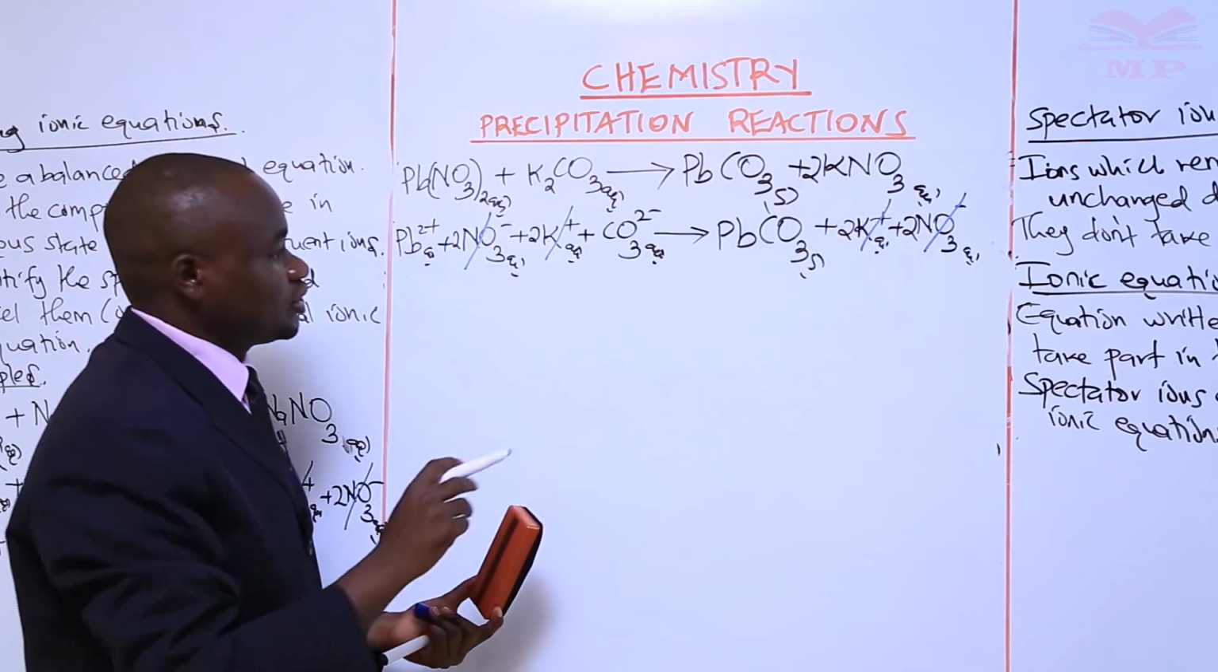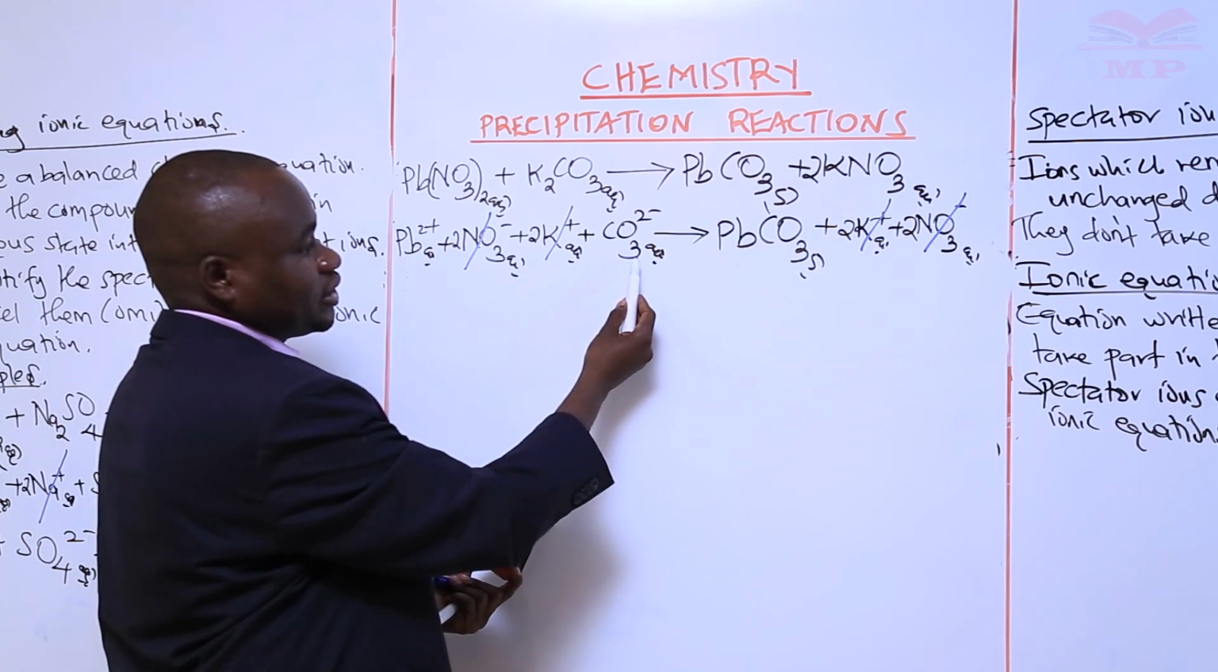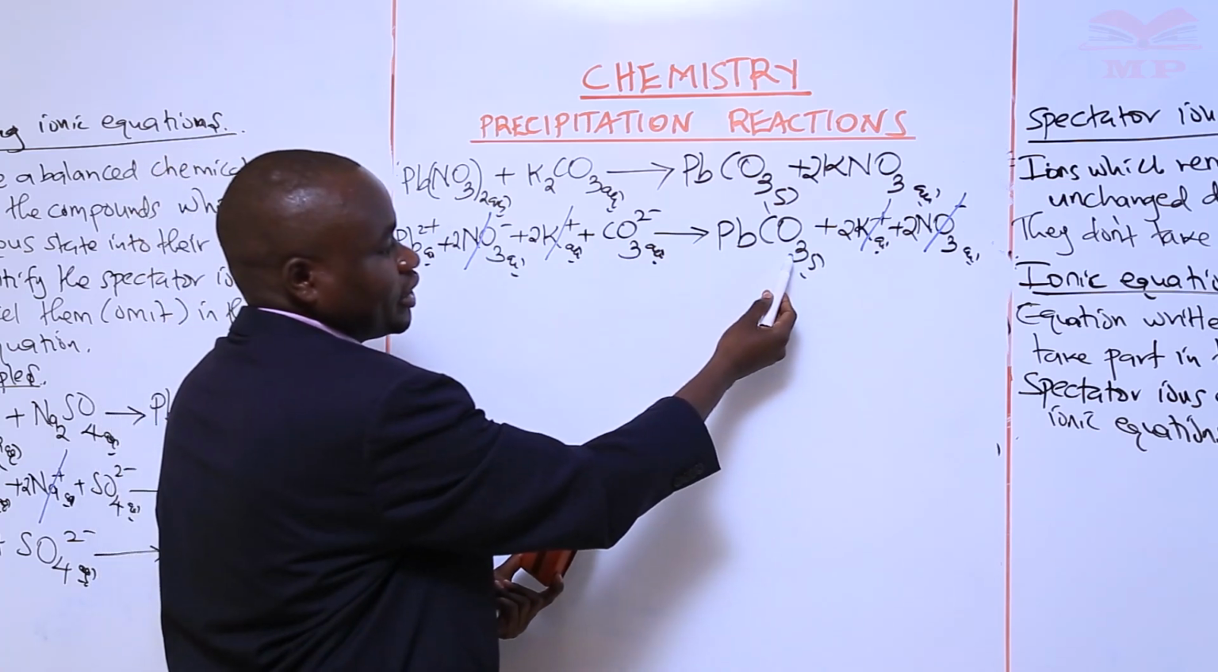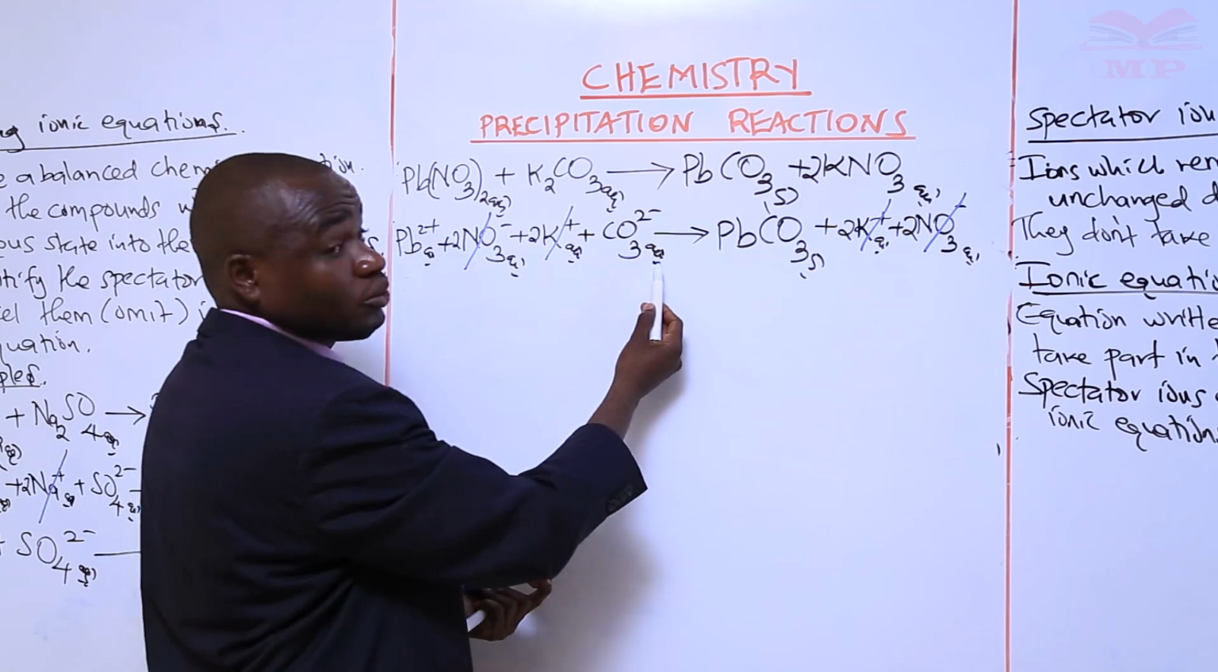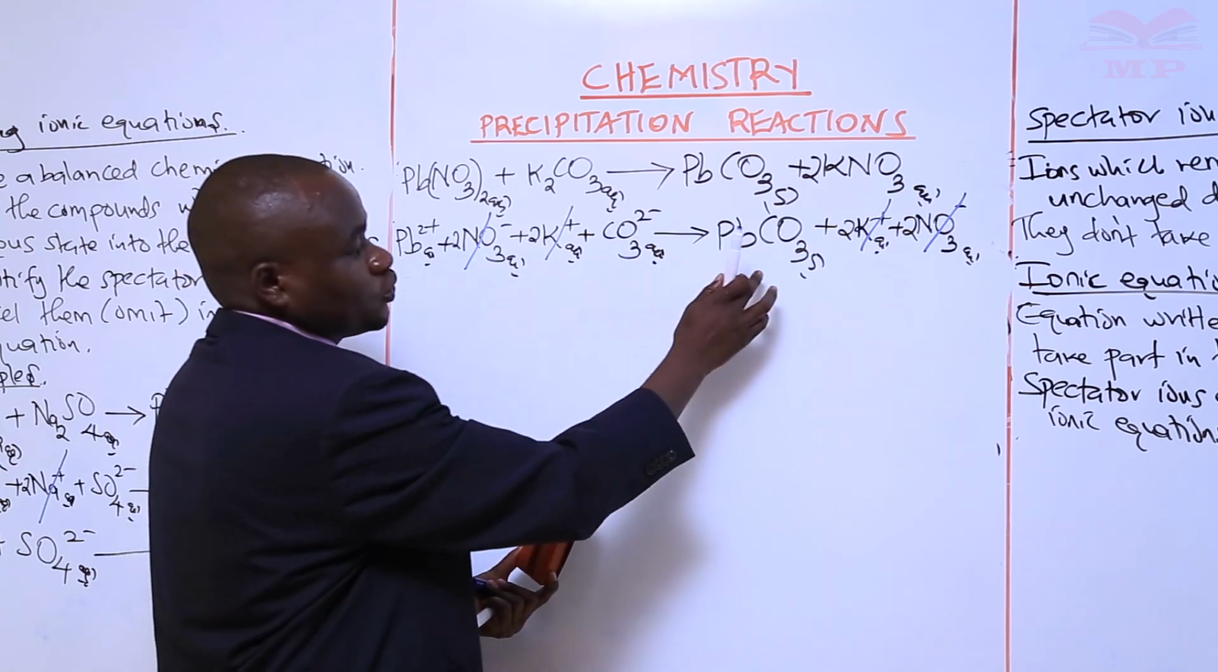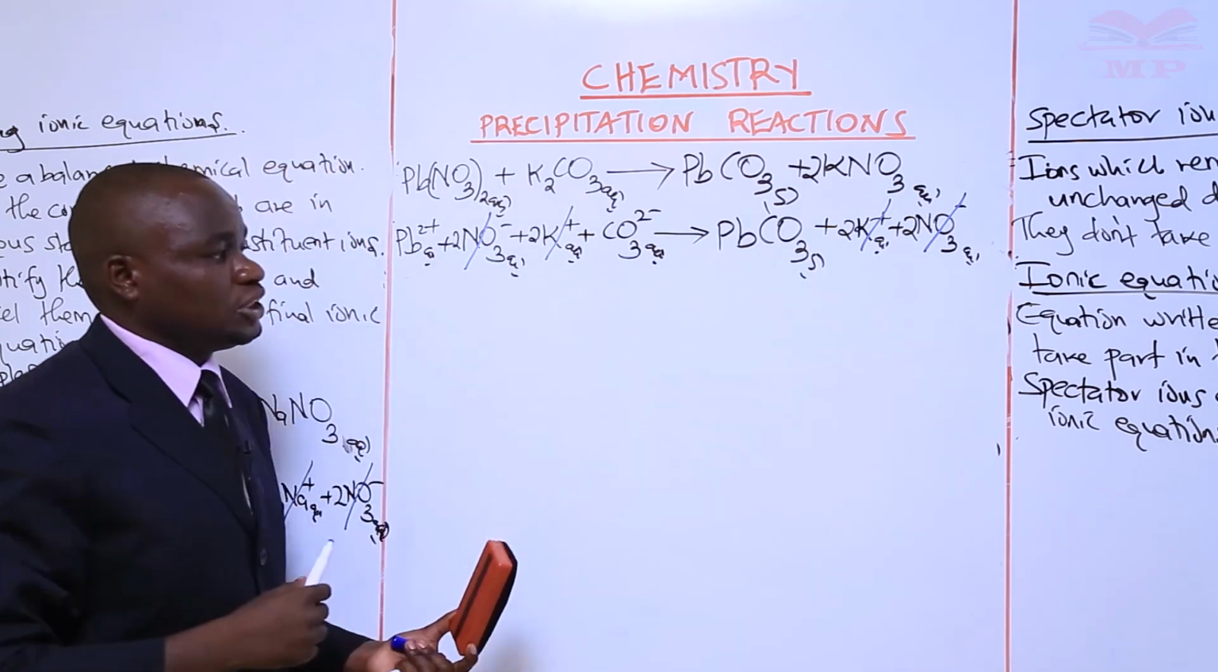Then carbonate. Carbonate at the start equals, in lead carbonate, solid. That means carbonate has undergone a change from aqueous to solid. Therefore, it is not a spectator ion.